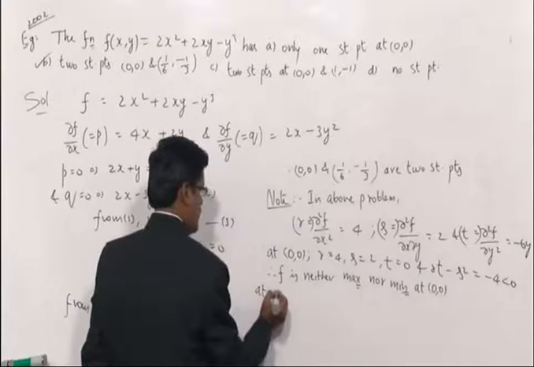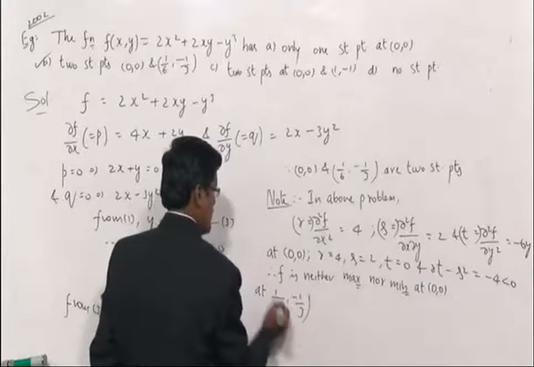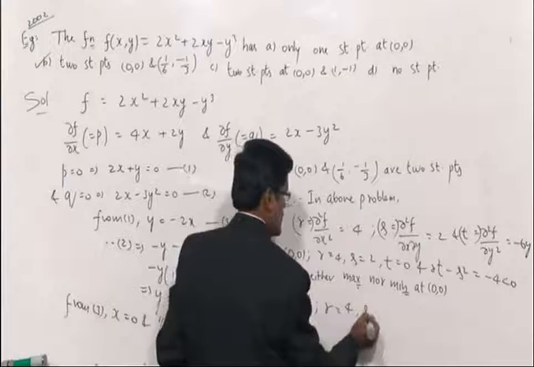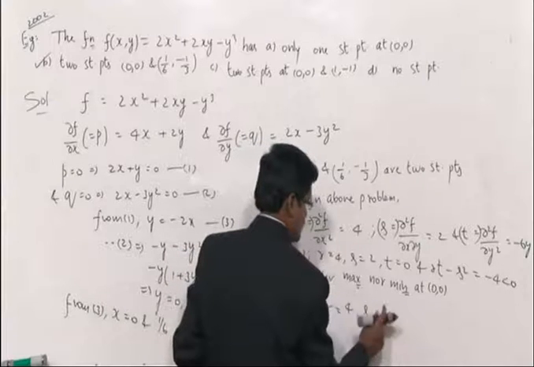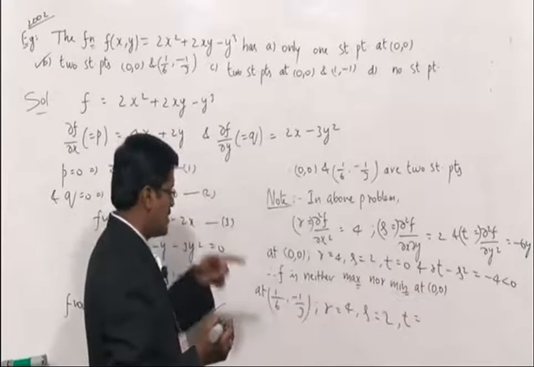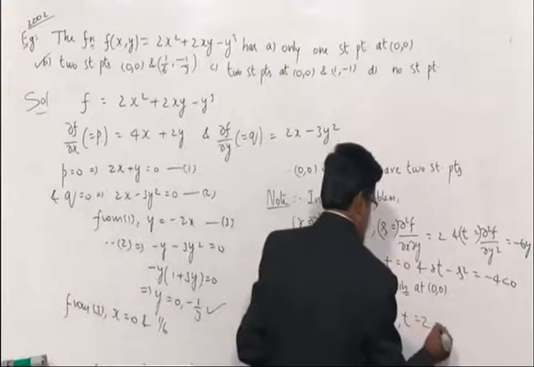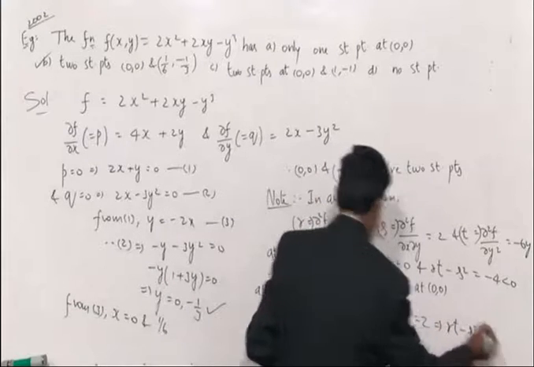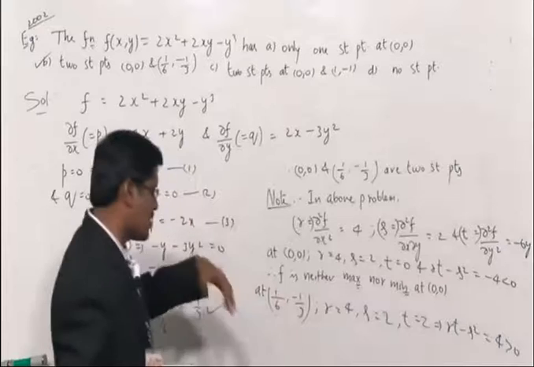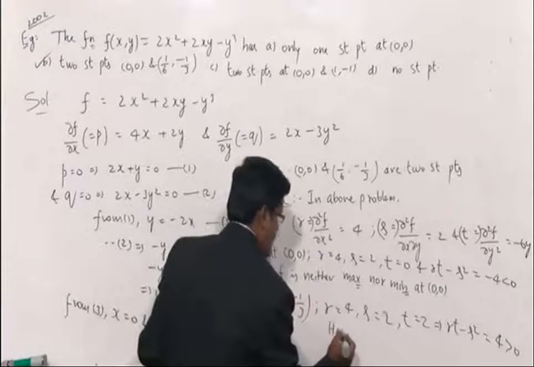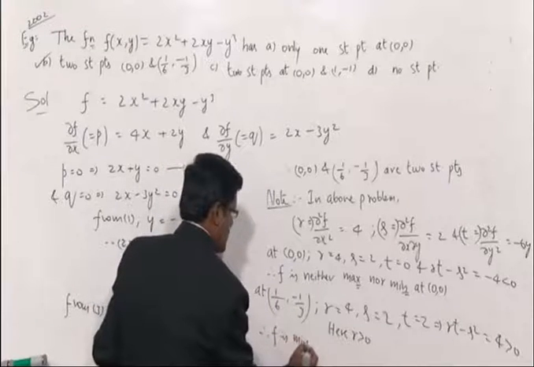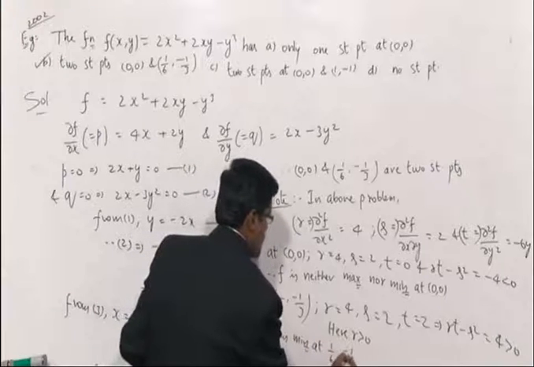What is the second point? At 1 by 6 comma minus 1 by 3. For this point, substitute in all the three derivatives. R is 4, S is equal to 2, T is equal to minus 6y, minus 6 into minus 1 by 3, this becomes 2. This implies RT minus S square, how much? 4 into 2, 8 minus 2 square, 4, greater than 0. Whenever RT minus S square is greater than 0, there are two cases for R. Here, R is greater than 0. Therefore, F is minimum at 1 by 6 comma minus 1 by 3.